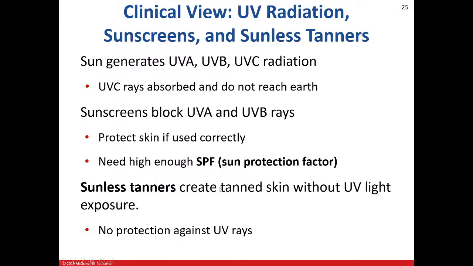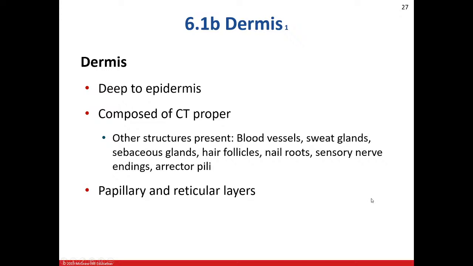Sunless tanners can create tanned skin without using UV light. Remember, when you use a tanning bed, you are still getting bombarded with UVA and UVB rays. You're still getting bombarded with ultraviolet radiation in a tanning bed. There are a lot of reasons to not tan. Really, the only reason to tan is if it's medically necessary, like if you have seasonal affective disorder or something like that. Sunless tanners, however, do not protect against ultraviolet rays.